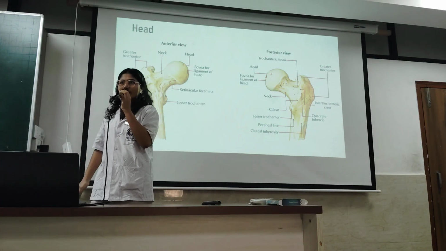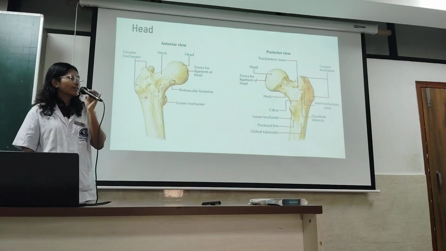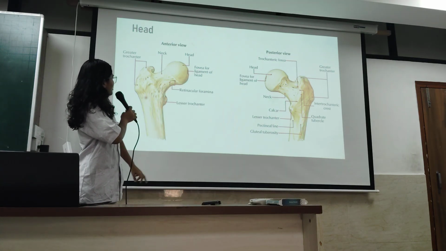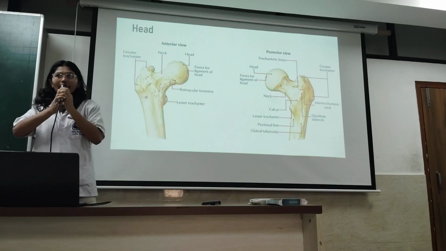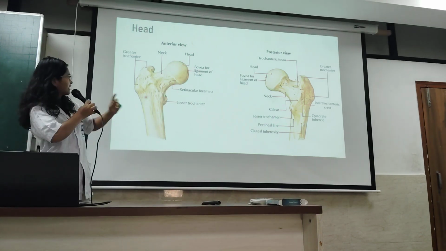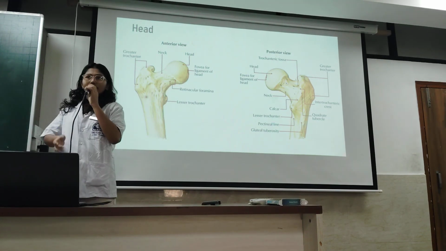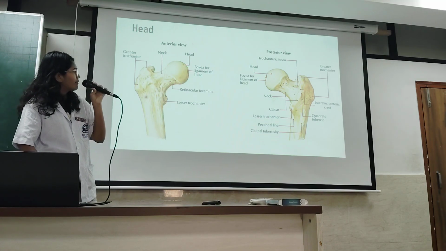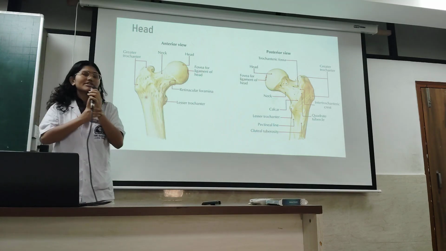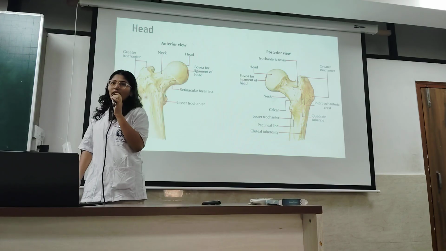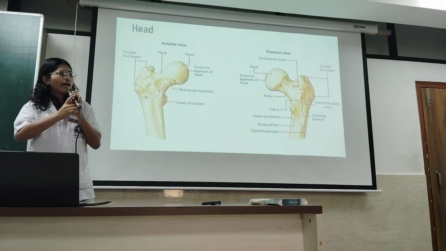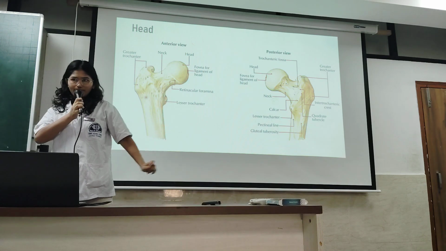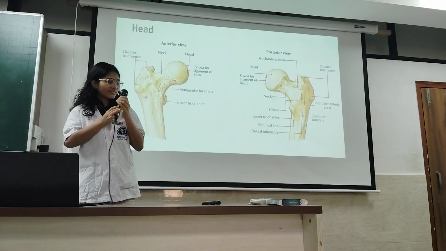The neck has 2 borders and 2 surfaces. In the upper border we have the greater trochanter, and in the lower border we have the lesser trochanter. On the anterior surface we have the intertrochanteric line, which is completely intracapsular. On the posterior surface we have the intertrochanteric crest, whose medial half only is intracapsular. At the center of the intertrochanteric crest there is the quadrate tubercle, which we can see here.